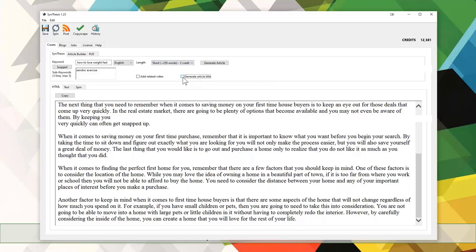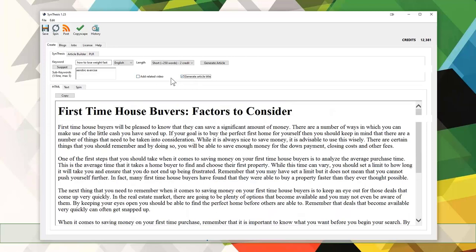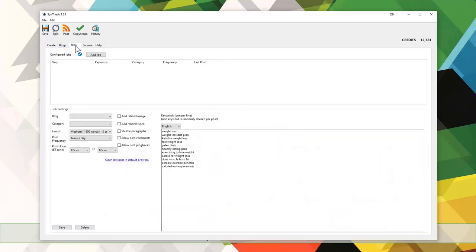You don't have to use the generate article title. Let me just explain that briefly before we finish. It will try to come up with an article title for you. But if you have a particular focus in mind, this is on the manual tab here, the create tab, you can do without and then just create the article title yourself later. Probably most of you will want to generate an article title to give you an idea, but you don't have to. So for the jobs, as you can see, there isn't that option to avoid an article title. You have to have an article title generated for you.